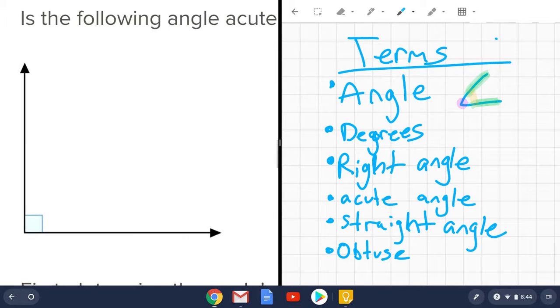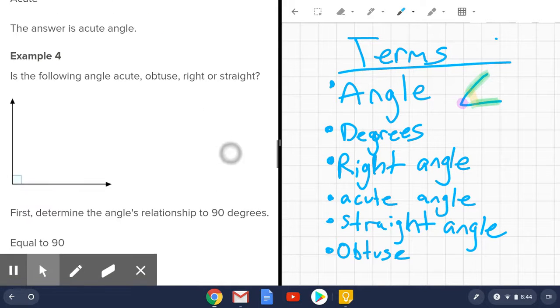All right, example 4. Is this right, acute, obtuse, or straight? Is it a straight line? No. But is it a perfect corner? Yes. So do we call this an obtuse, an acute, a right? It would be a right. Nice job.